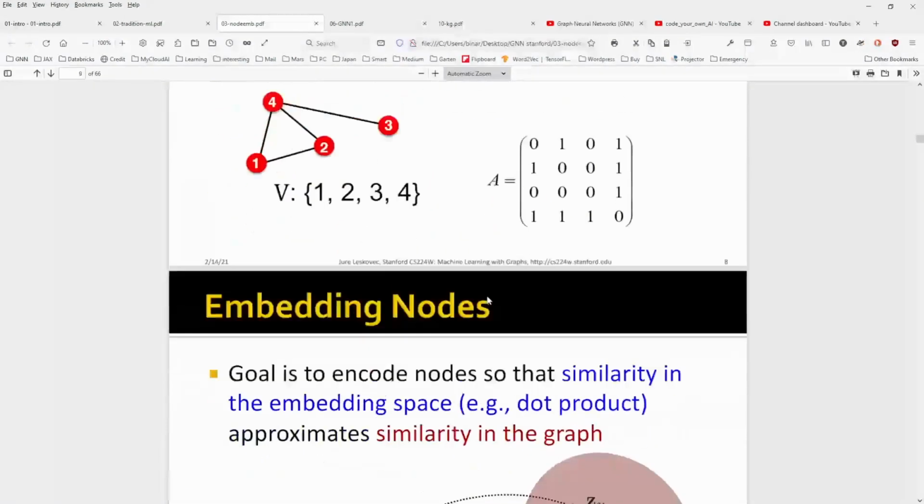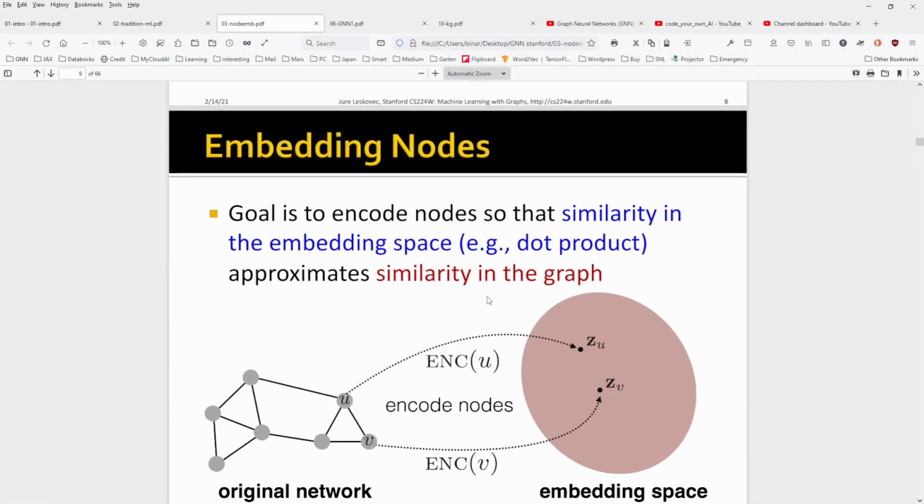And to show you this on a visual representation, here we go. We have here our graph data representation, and we have here a function that encodes our data in a topological embedding space. And the goal is to encode the nodes so that the similarity in the embedding space, here the dot product, for example, approximates the similarity in the graph.